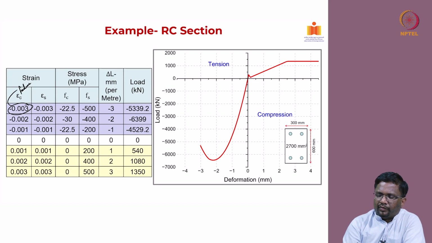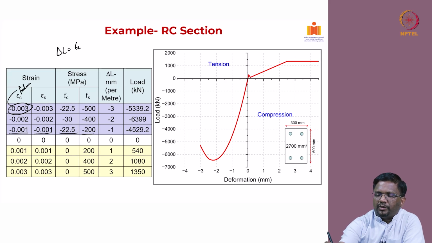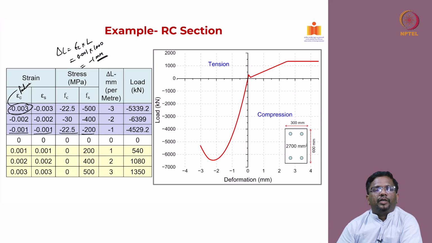And this is the value that we are showing in the calculations. You can see epsilon s is 0.001, again compression, stress in the concrete is 22.5 megapascal, stress in the steel is negative 200 megapascal. And how did we get the delta? Delta L is nothing but epsilon c multiplied by length. So, epsilon c is 0.001 compression multiplied by 1000 will give me negative 1 millimeter. Okay. So, that is the deformation for a 1 meter length when the concrete is subjected to a strain of 0.001, and this is the load. So, this is your delta and this is your load.